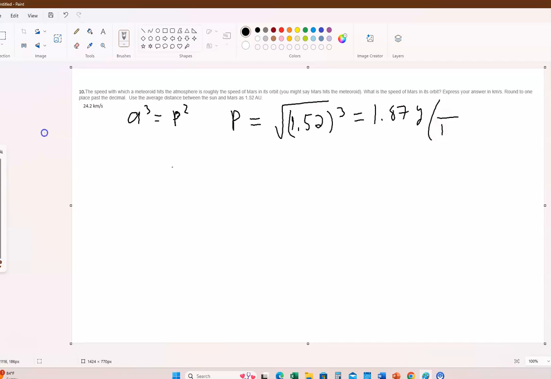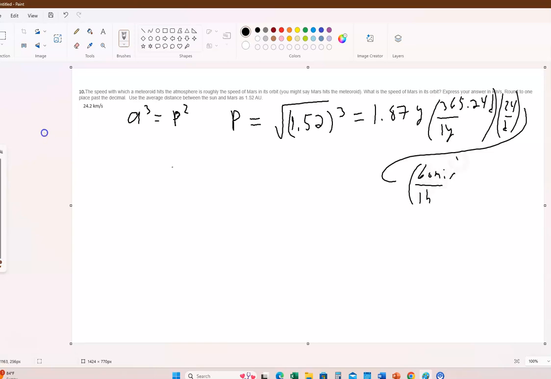course, is we just say in 1 year there's 365.24 days, and then you know that in 1 day there's 24 hours. And then you say 24 hours in 1 hour there is 60 minutes, and in 1 minute there's 60 seconds. I just wrote it this way because I was running out of room.